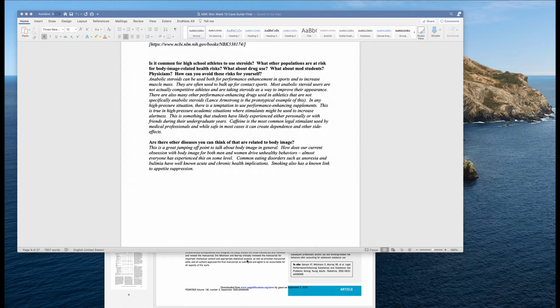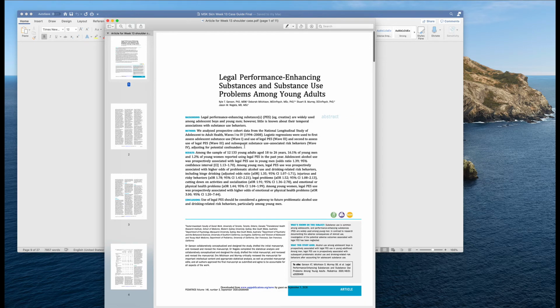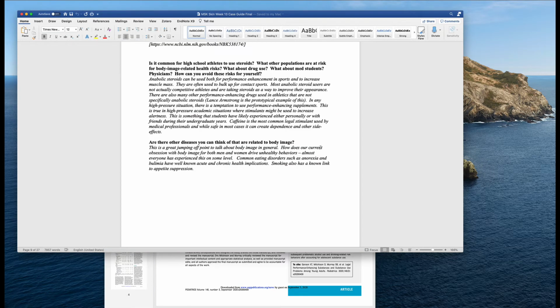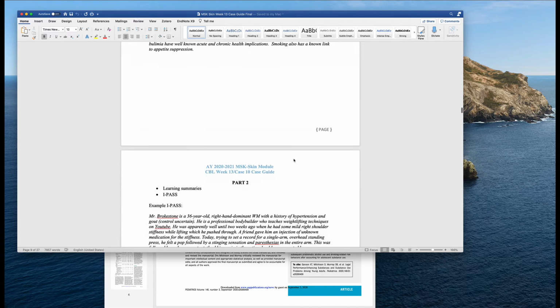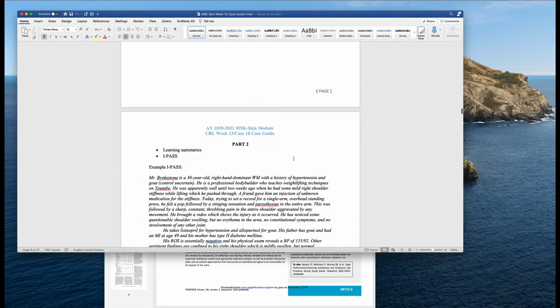So the article for this week is actually a discussion on the legal performance enhancing substances. So these are not the illegal ones like anabolic steroids, but some of the legal performance enhancing substances that can be used, and then some of the ensuing substance problems that occur among young athletes. And so this is another chance for the students to interact with the challenges of over-the-counter medications that may be available, illicit substances that might be available, and the ongoing long-term health consequences of that.